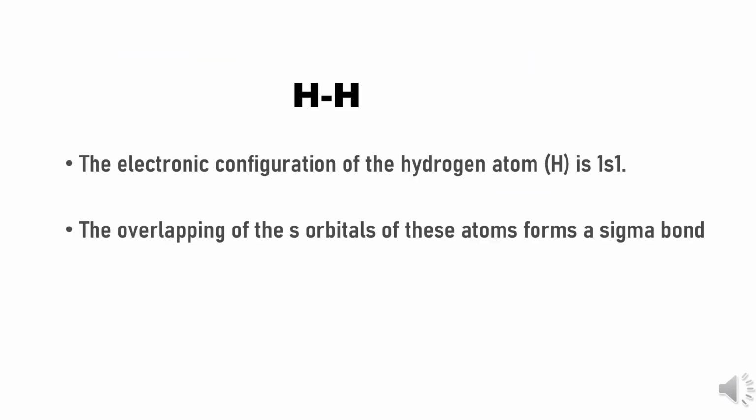Now take the case of hydrogen. The electronic configuration of hydrogen atom is 1s1. Suppose two hydrogen atoms combine to form a hydrogen molecule. The overlapping of s orbitals of these atoms forms a sigma bond.